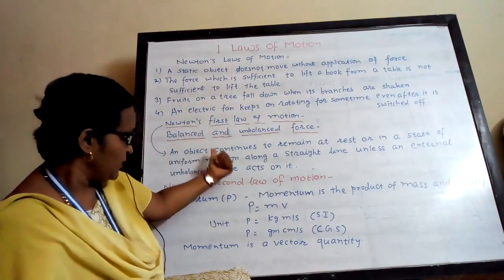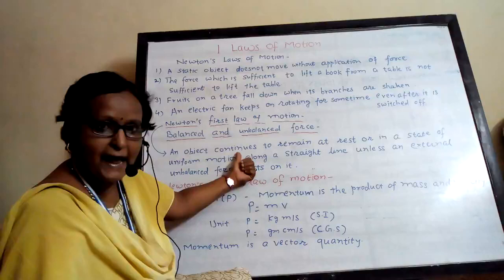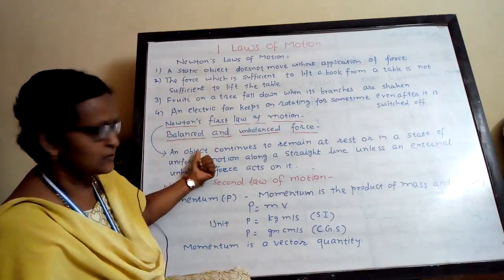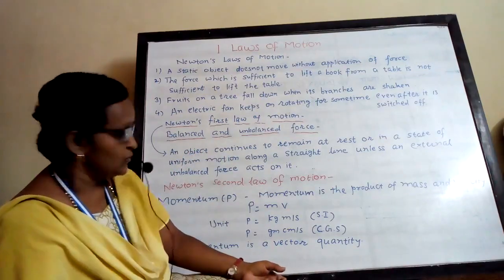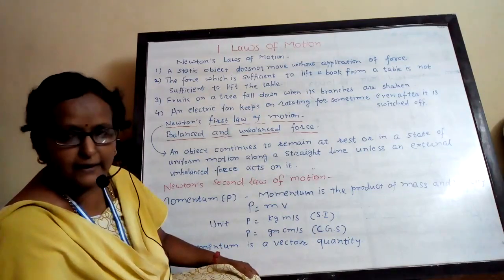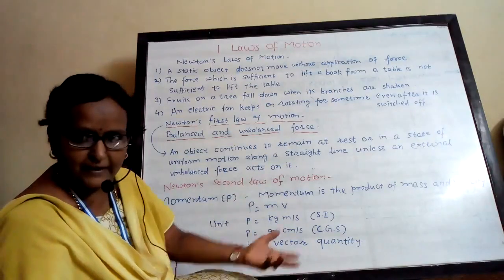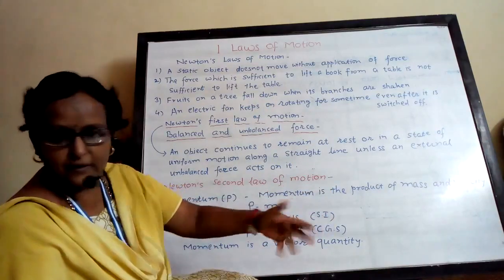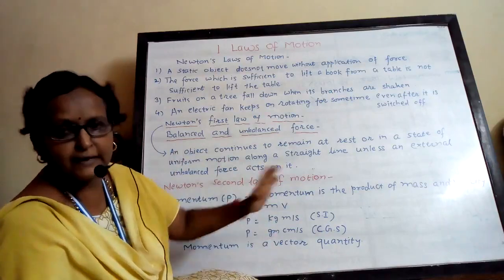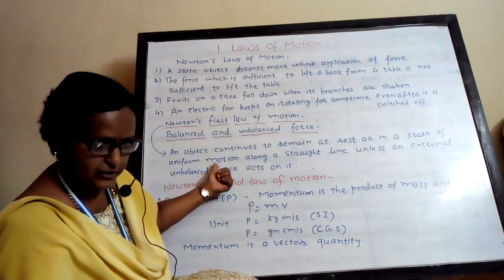So you have to write the law. In the definition, you have to write it as it is. This is Newton's first law of motion: an object continues to remain at rest or in a state of motion along a straight line unless an external unbalanced force acts on it. If the forces are balanced, as in the example of the rope, the rope will not move in any direction. But if there are unbalanced forces, then and only then it will move or show motion. This is the first law of motion.